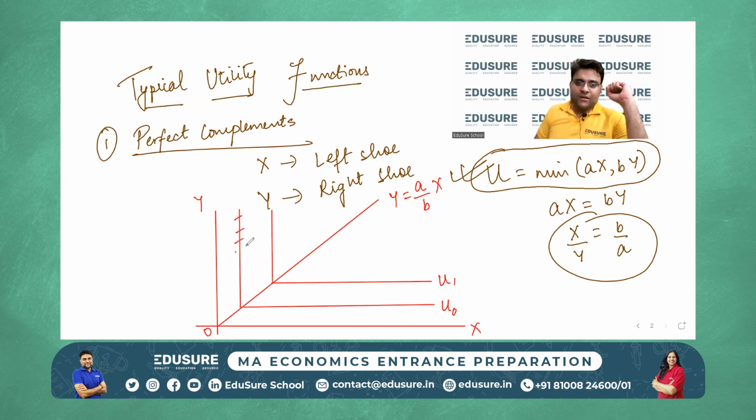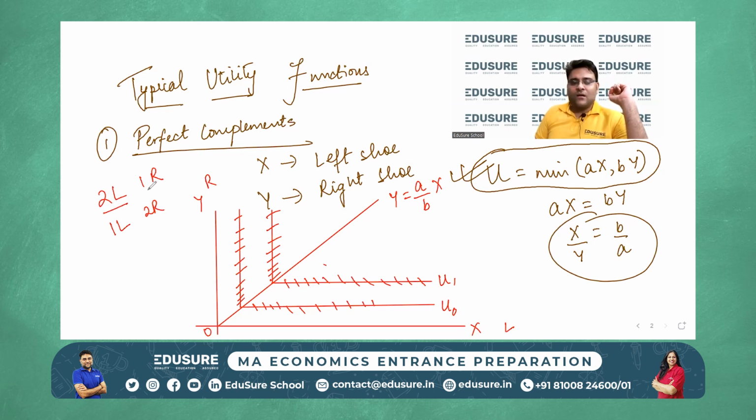So all combinations here of X and Y give me the same utility. Similarly, all combinations here of X and Y give me the same utility. The vertical or the horizontal part, you can think about it in this way: if I have two left shoes and only one right shoe, I will be on either the vertical or the horizontal part, depending on whether I take the left shoe or the right shoe on the horizontal axis or the vertical axis. So 2L comma 1R will be on the horizontal axis. Similarly, if it is one left and two right, I'll be on the vertical part.